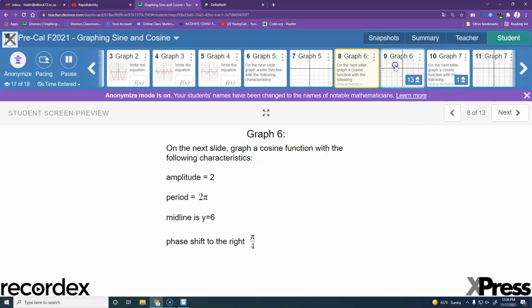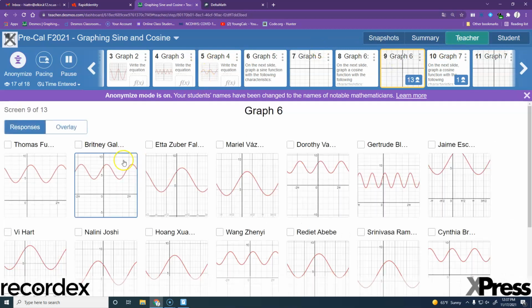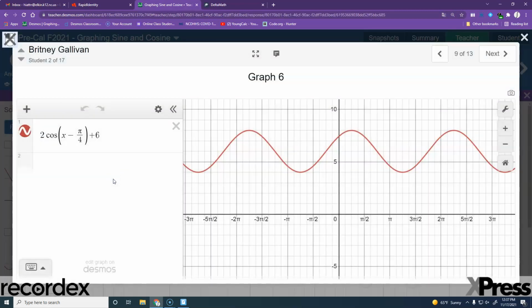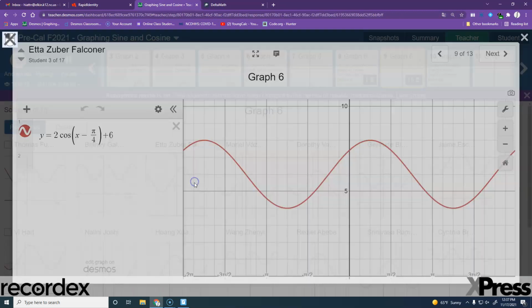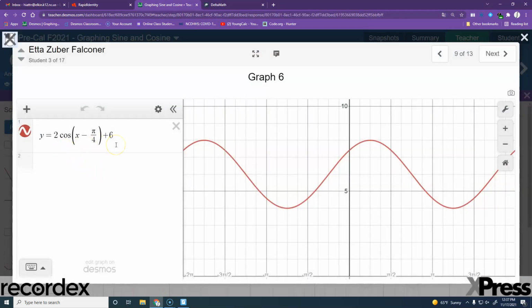All right, let's see what we've got here. Zoom is different for a lot of people, which is why they look so different up here, but I bet if I click here for Brittany, we've got 2 cosine of x minus pi over 4 plus 6. Let me go back over here to one that looks way different. Eta has the same equation, it's just zoomed in a little bit differently.